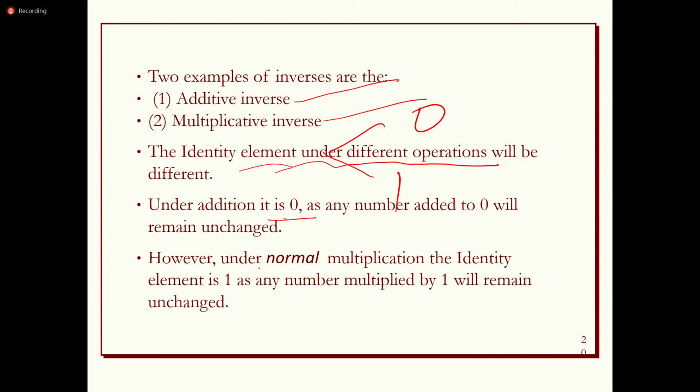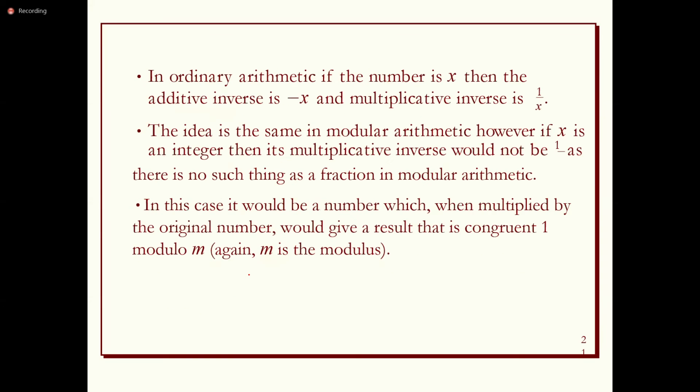Under addition it is 0. Under normal multiplication, the identity element is 1. Whereas in modular arithmetic, the multiplicative inverse will be different. We'll see how to calculate the multiplicative inverse of a given number. In ordinary arithmetic, if the number is x, then the additive inverse is -x. As I said, for 3 it is -3, and that is the additive inverse. For 3, the multiplicative inverse is 1/3, that is 1/x.